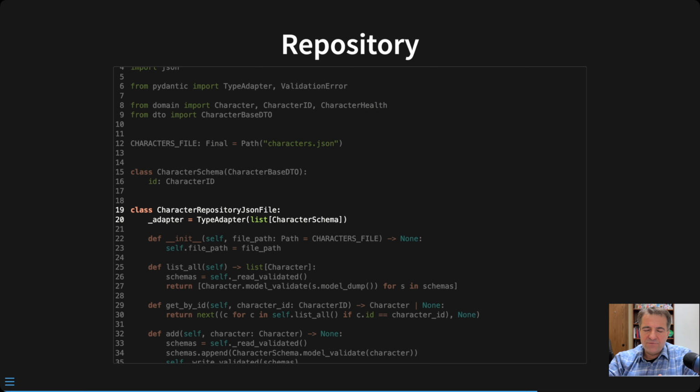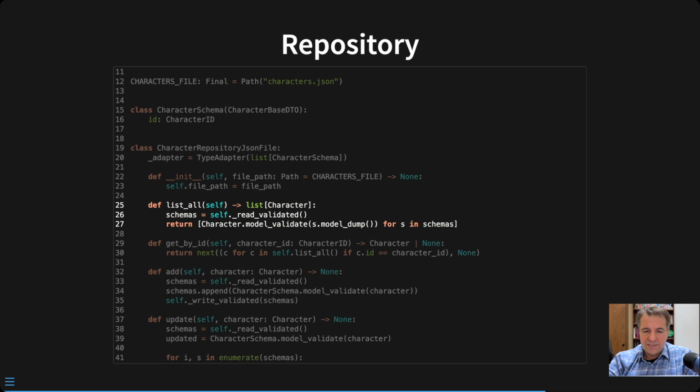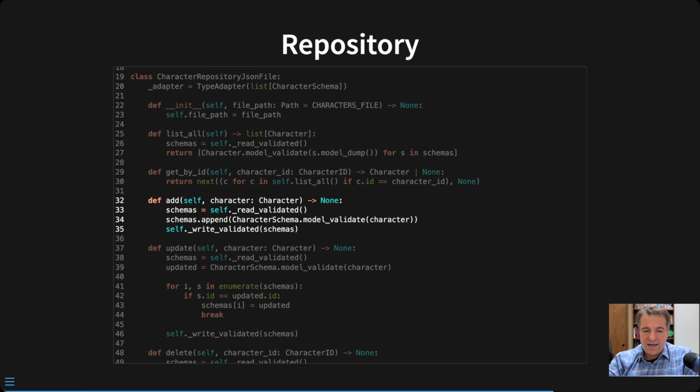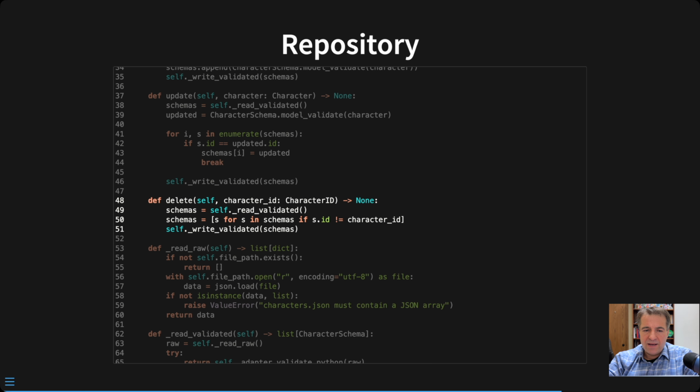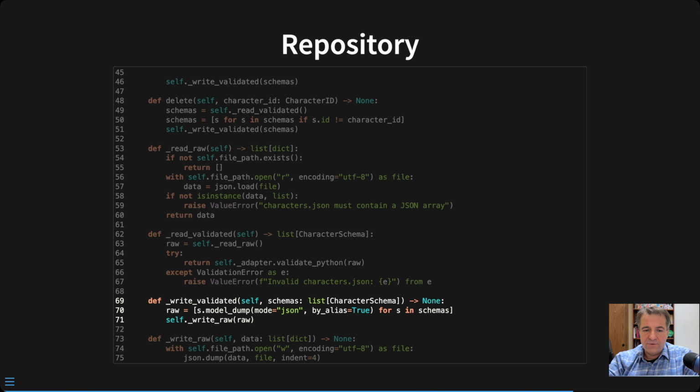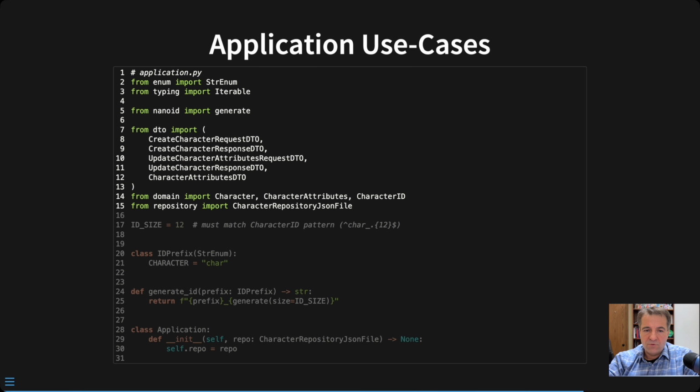You could do it as functions. In this case, we implemented a class, and we have things like list all, get by ID, add, update. And then we have some helper classes down here: read raw, read validated, write raw.